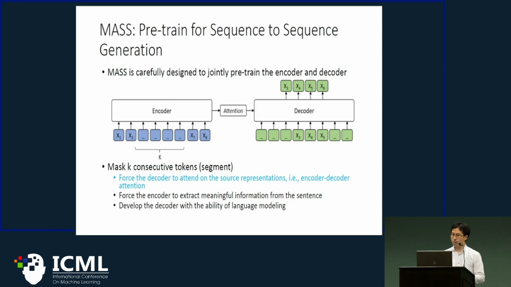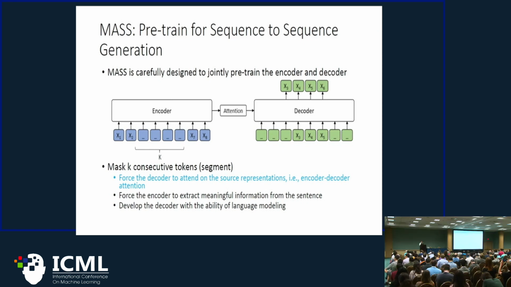As shown in this figure, given a sentence, we mask a segment of k consecutive tokens, and then we use the encoder to encode this masked sequence and pass it through the attention module and then the decoder. In the decoder, we want to recover the masked segment.